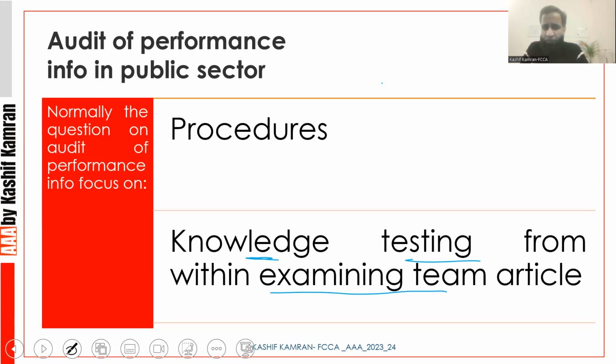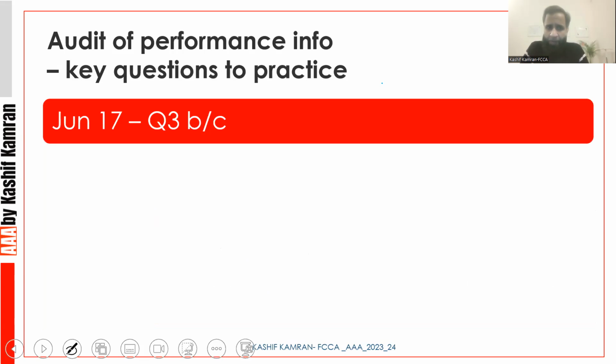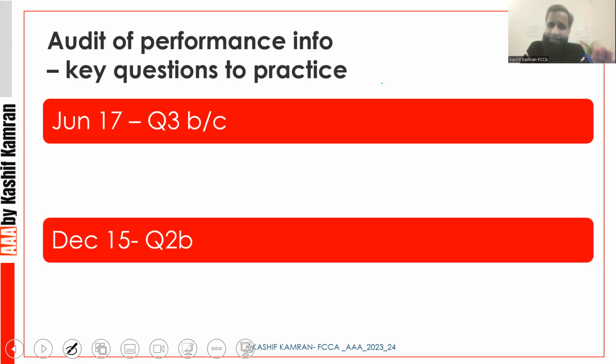Let's see the questions you can do. June 17, question number 3B and 3C is the latest question available. And then December 15, question number 2B. See, the questions here are very old because the topic has not been examined in the recent past.